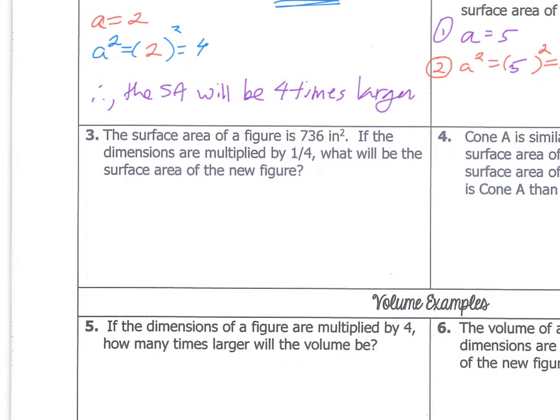So then you look at number 3. They give you the surface area is 736 inches squared. If the dimensions are multiplied by 1/4, what will be the surface area of the new figure? Just because it's 1/4 doesn't mean anything. Don't let that bother you. Try to follow what we did in number 2. So talk in your table groups.